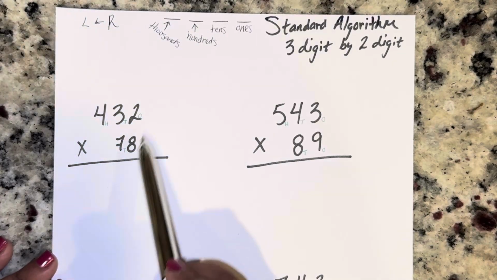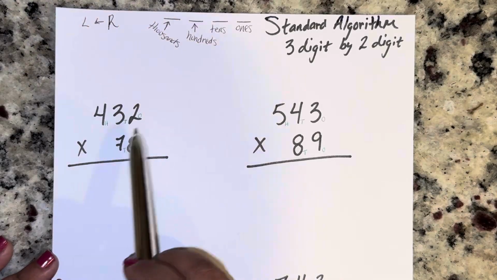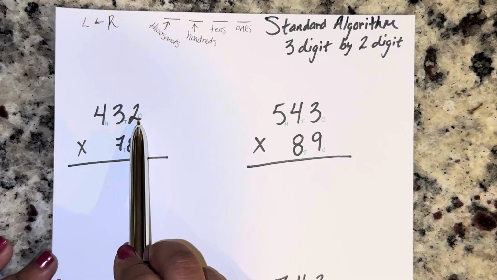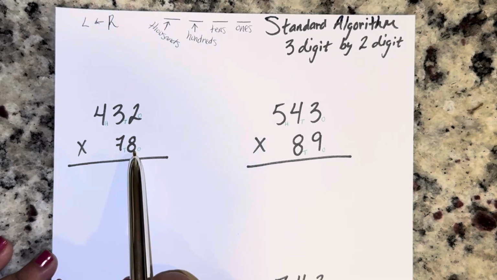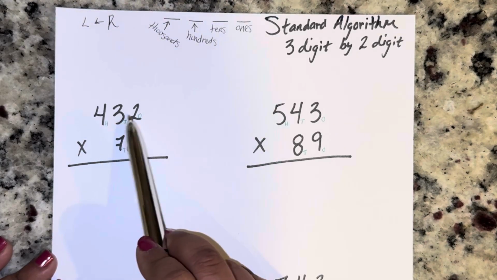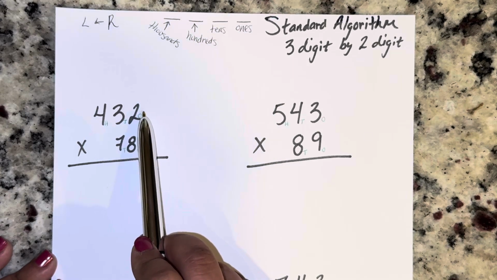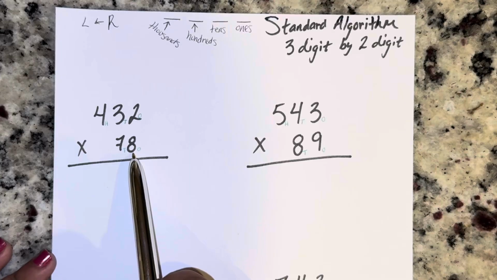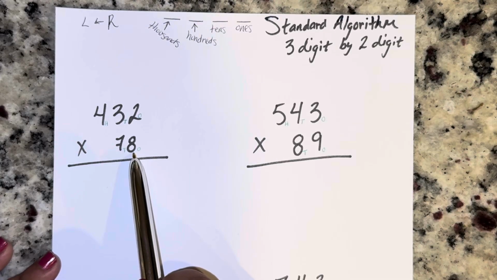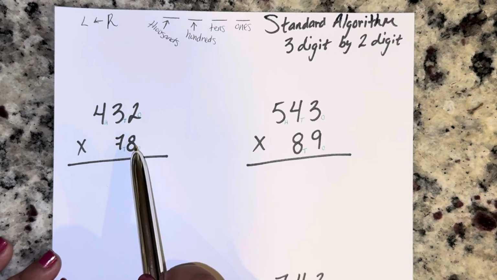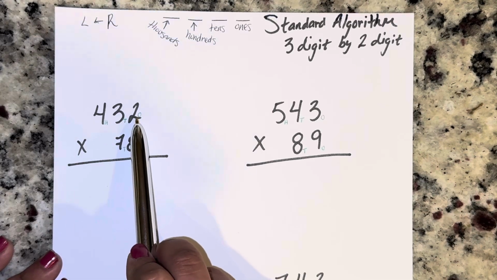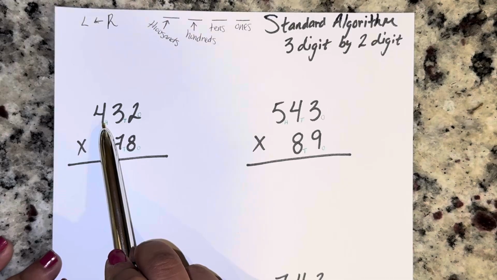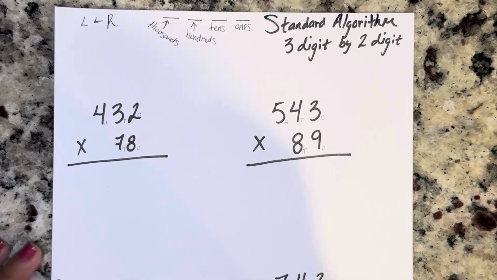When we're multiplying with standard algorithm, it's best to always put the number that has the most digits on the top and the number that has the least amount of digits on the bottom. So here, 432 has 3 digits. We want that on the top. 78 has 2 digits, so we want that on the bottom. We're going to start multiplying in our ones position on the bottom, and we multiply by our ones on the top, then our tens on the top, then our hundredths on the top per digit that's on the bottom.